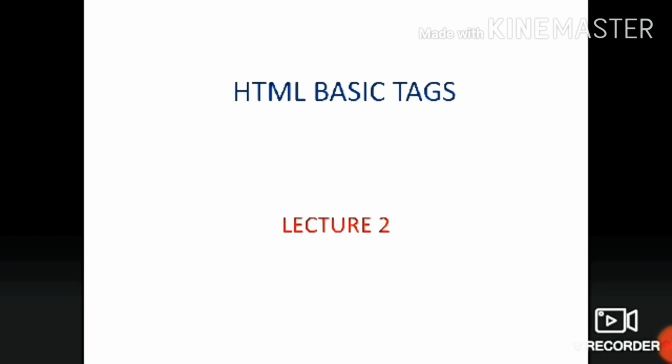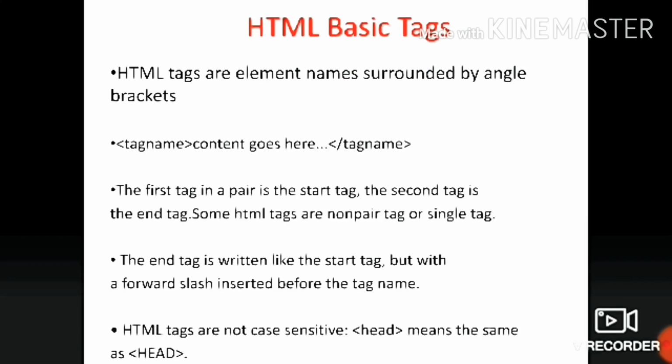So let's start. First we learn some basic information about the tag. HTML tags are element names surrounded by angle brackets. As we have seen, HTML tags are always enclosed with angular brackets. For example, tag name, your content goes here, then slash tag name. For example, if your tag is the title tag, then it's like title, your title here, and then slash title.